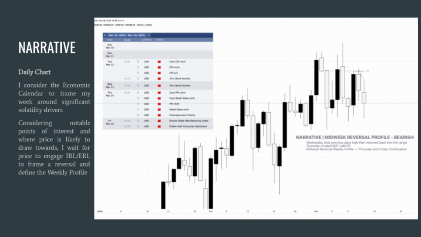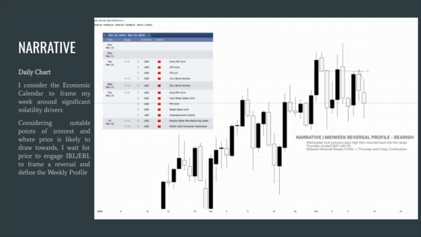So on the daily chart of the NASDAQ, you can see that I have added a screenshot of the economic calendar. There are plenty of volatility drivers for this given week, and we will wait until after CPI delivers to consider the weekly profile. The Wednesday following CPI takes the previous day's highs and then closes bearish, giving me a point of interest to frame a reversal. I also see swing lows below that haven't been engaged yet. So I am anticipating those to be the target where price is likely to draw towards once we have confirmation.